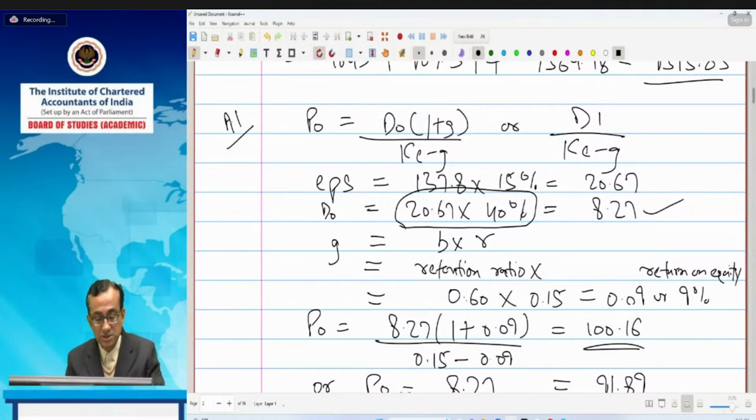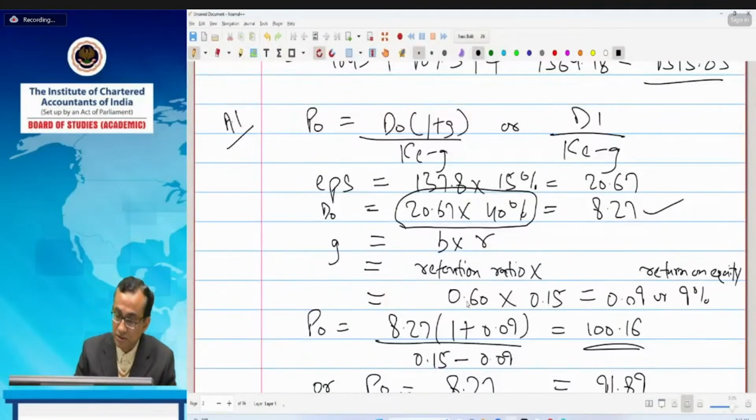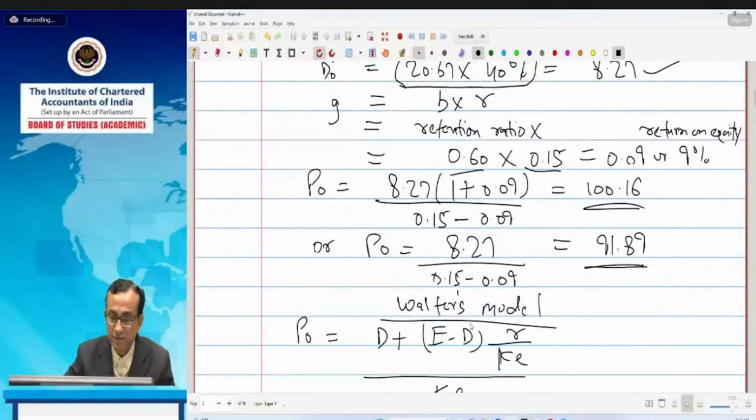So growth rate is retention ratio multiplied by return on equity. Retention ratio 60% is given in the question itself. This company is retaining 60%, and return on equity is 15%. So 60% multiplied by 15% will be 9%. Now we got the figures of D0, the present dividend, as well as the growth rate. So next we calculate the present value. We put the figures into the formula, and the answer we got is 100.16.